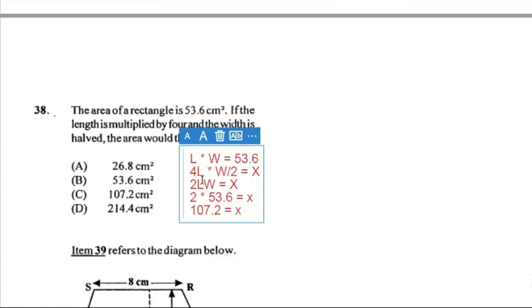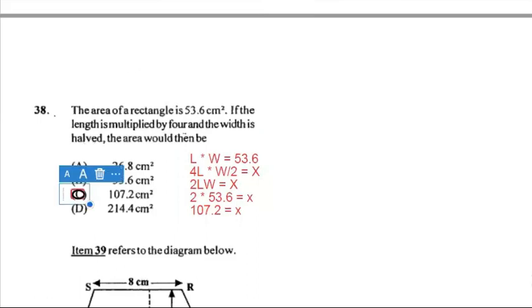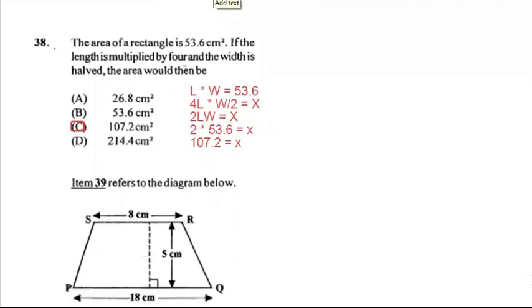So we can simplify the second statement by saying 2 into itself goes 1 time, 2 into 4 goes 2 times, and we're left with 2 multiplied by length multiplied by width. But remember, from the first statement we know what length times width is, so it is 2 multiplied by 53.6 equals x, so therefore x is equal to 107.2, and therefore C is our answer.